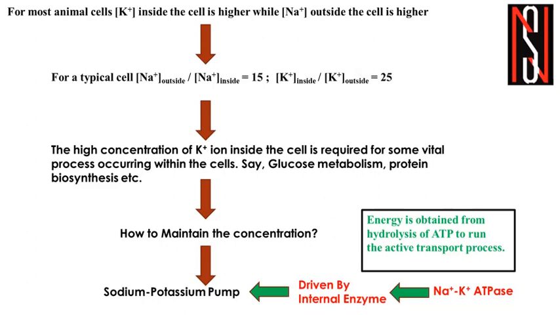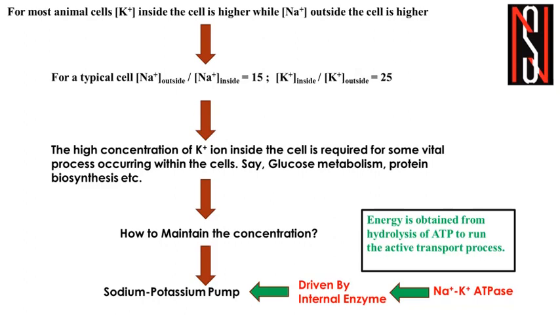Now, for a typical cell, the concentration of sodium ion outside with respect to the inside of the cell is 15, whereas the concentration of K+ ion inside the cell with respect to the outside is almost 25. So it is just the opposite case. The concentration of the sodium ion inside the cell is comparatively very low, whereas the concentration of potassium ion inside the cell is comparatively very large.